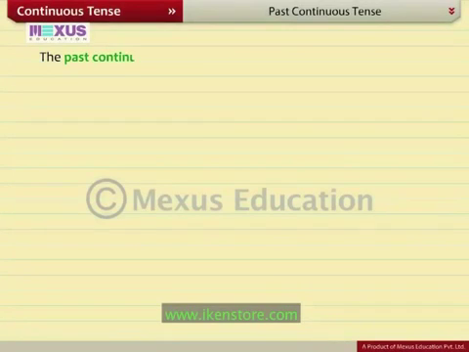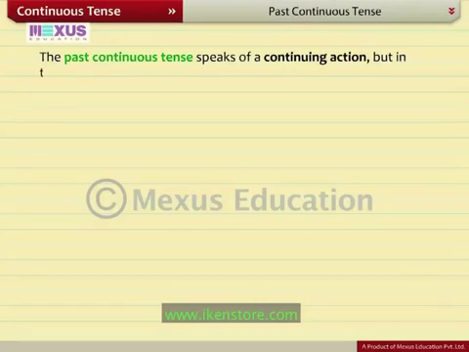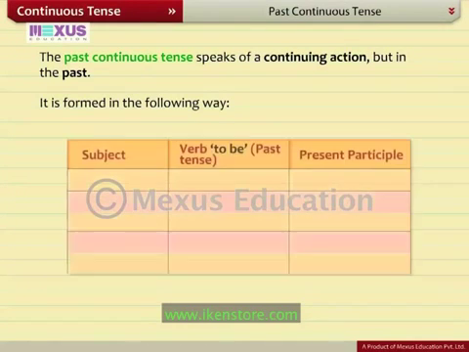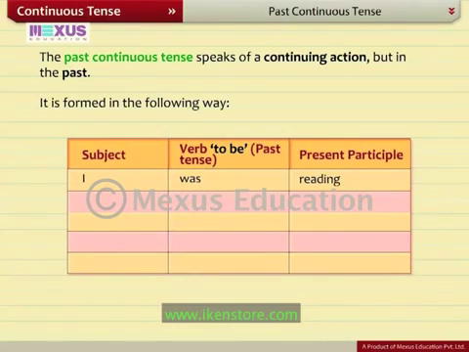The past continuous tense speaks of a continuing action but in the past. It is formed in the following way. Verb to be plus present participle. For example, I was reading.